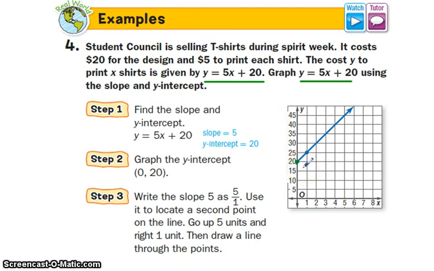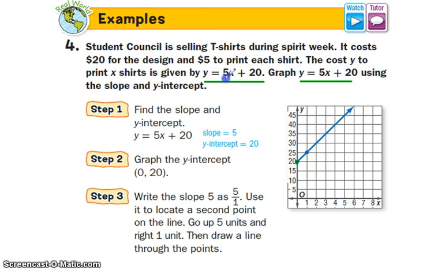Remember last lesson when we were talking about direct variation? Where was our first point when we were doing direct variation problems? Well, it was the origin. That's one of the differences. Direct variation equations always go through the origin, and your first point will be at 0, 0. It's not the case with slope-intercept form. Your first point is going to be your y-intercept, so that's why this point is here.